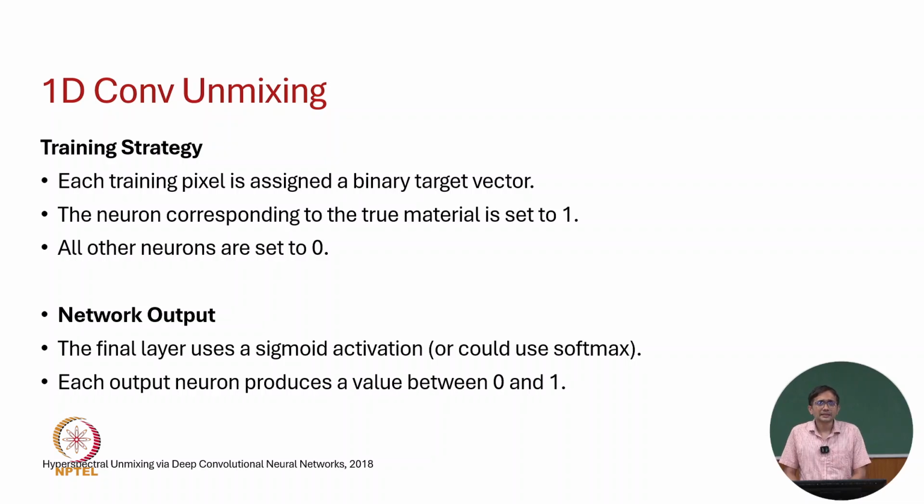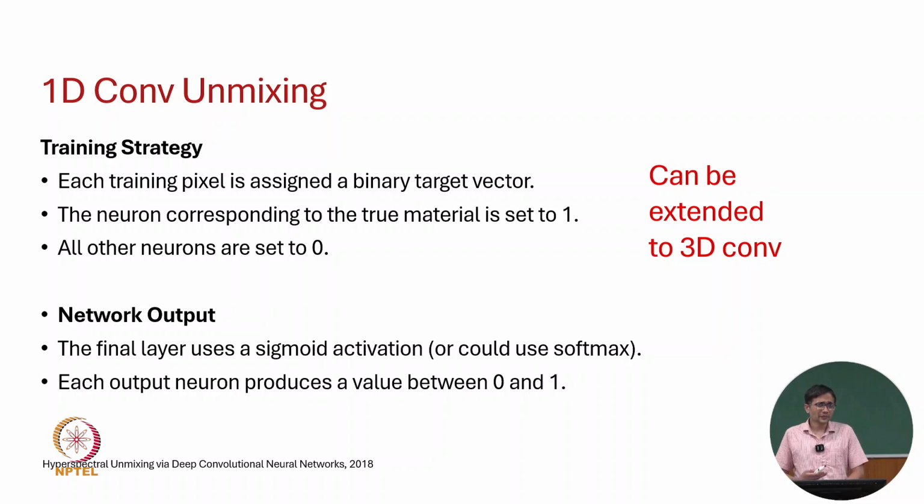However, this is now giving you a value between 0 and 1, and this is giving us the notion of abundance. So what we see remarkably here is that the training itself was not with the abundance, rather we had a binary vector. However, still when trained in this way, we expect that the output will produce the abundance for us, and this can also be extended to 3D convolution.